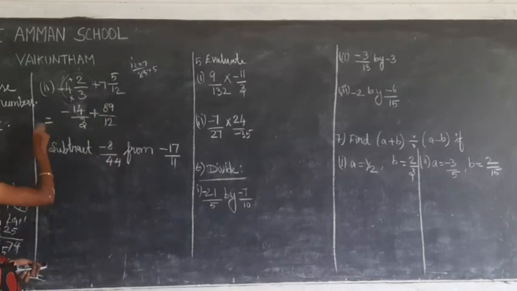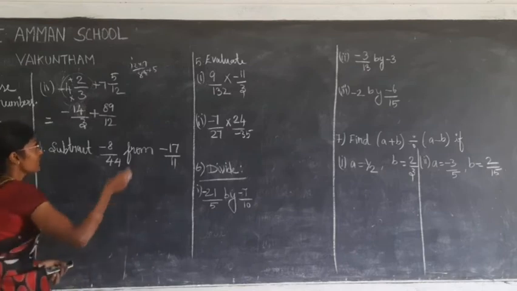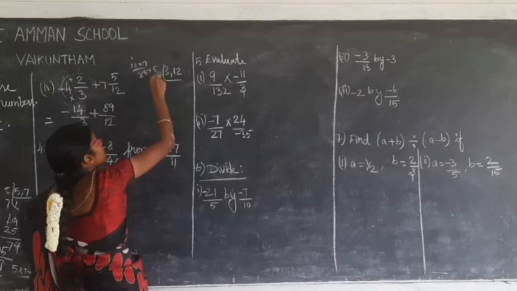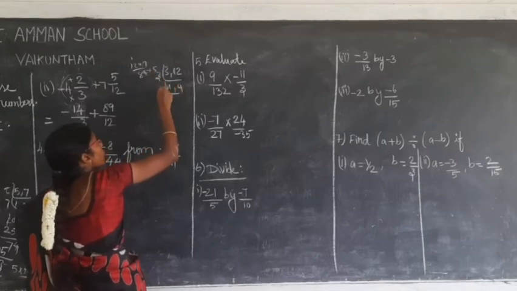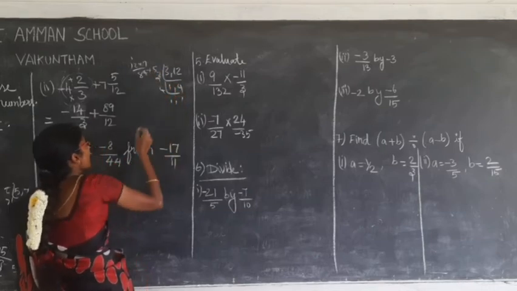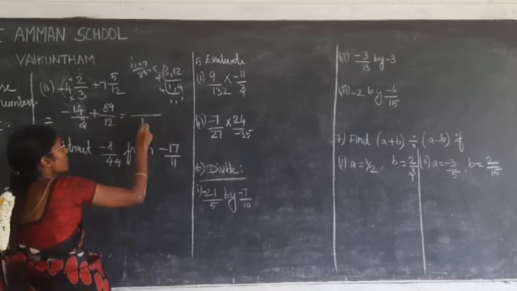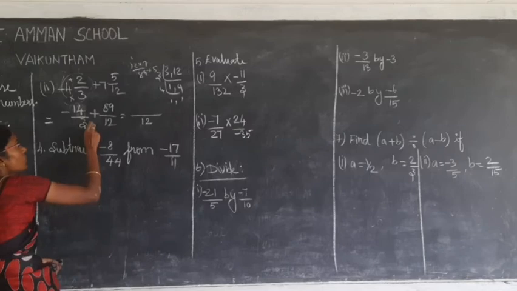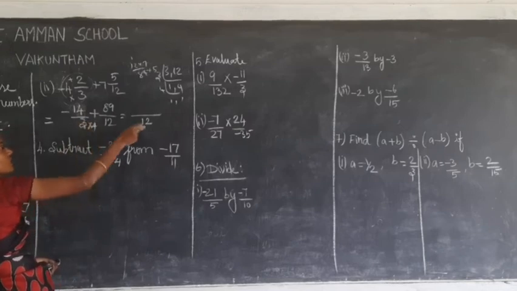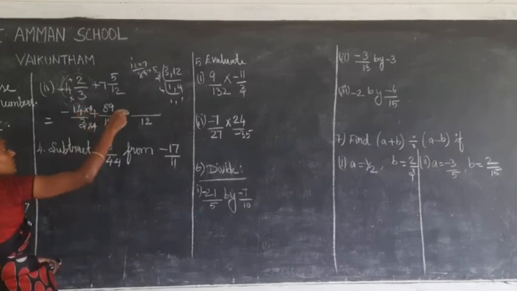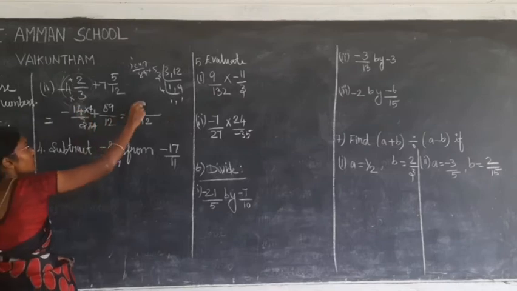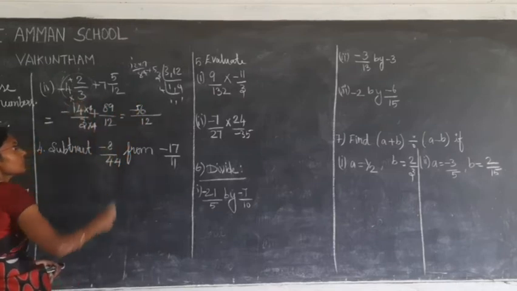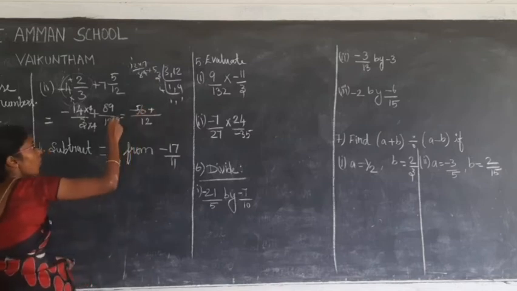So in the next step, what you have to do? You have to take LCM. So 3, 12. 3 1s are 3, 4 3s are 12. So the LCM is 12. Okay. So 4 3s are 12. Here also 4. The same minus symbol. 4 4s are 16. Remainder 1. 4 1s are 4 plus 1, 5. So the next one.